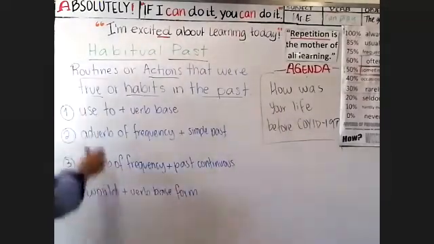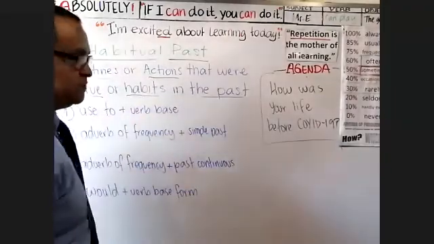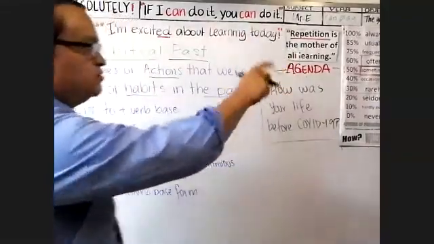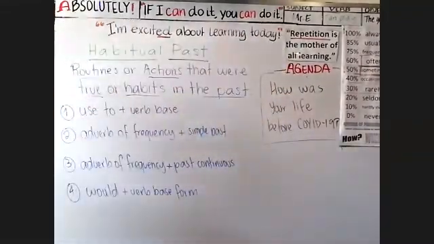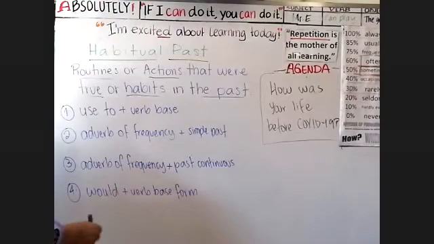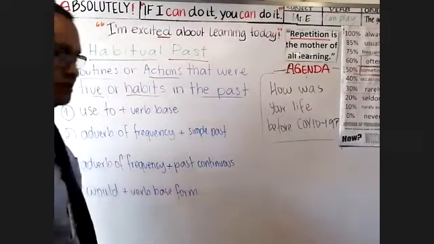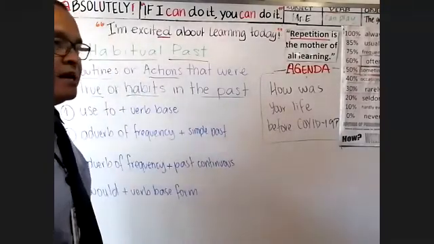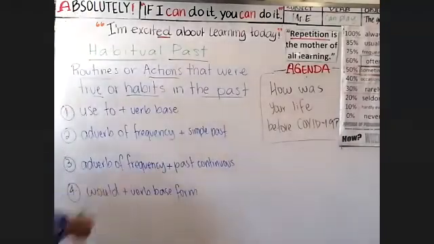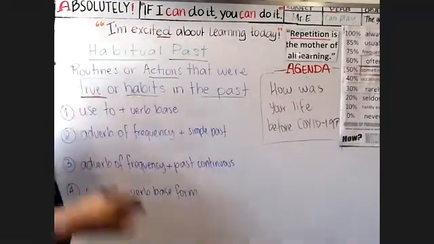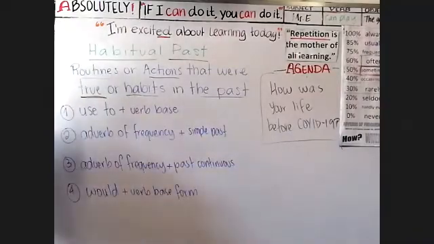Number one, the modal verb used to plus the verb in the base form. Secondly, you're going to use an adverb of frequency, which are those words, always, usually, quite often, occasionally, etc., plus the simple past form, or a simple past verb. Number three, you can use an adverb of frequency plus the past continuous. The past continuous is the form of the verb be plus the verb in the ing form. We're just adding an adverb of frequency. Number four, you can use the modal verb would, which is the past tense of will, to talk about things that were true in the past. And remember to use the verb in the base form.